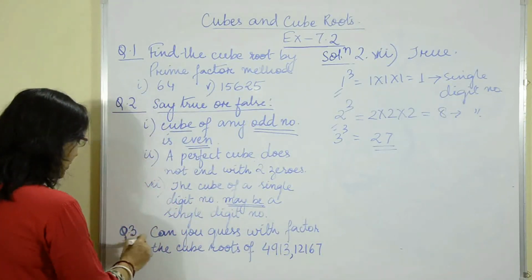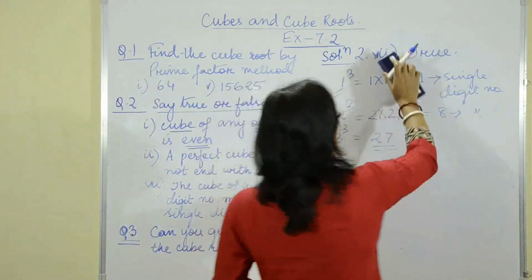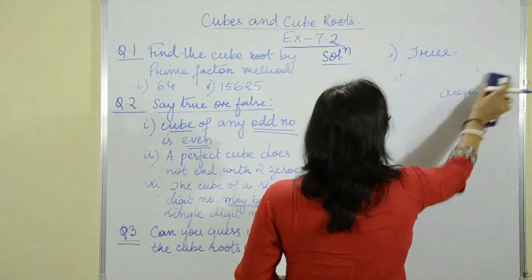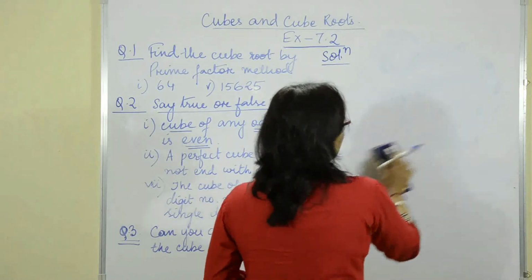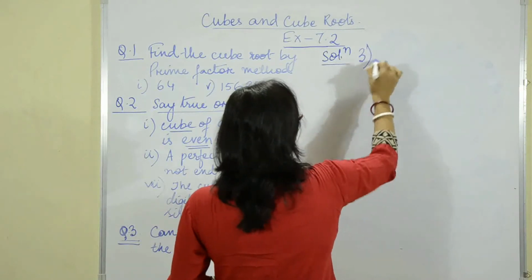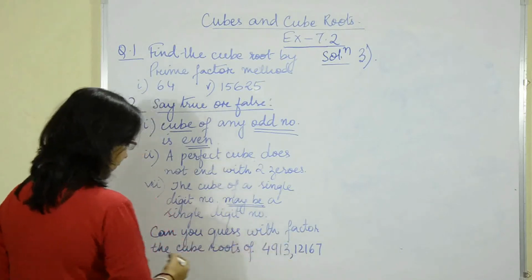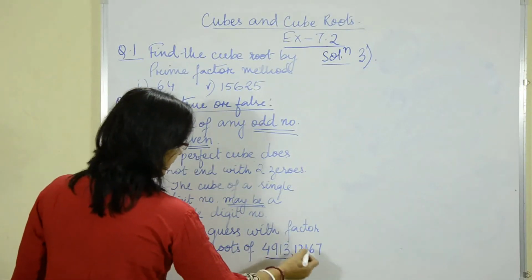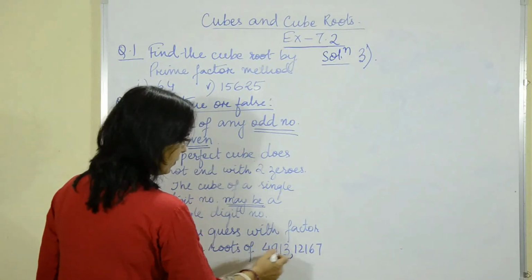Next we come to question number 3. Question number 3 is, can you guess with factor method? The question in the book is given for 1331, and we know that the cube root of 1331 is 11. So I am not doing that. Let us take these questions. Can you guess with the factor method only the cube roots of these? There are actually 4 questions; I have taken only 2: 4913 and so on.